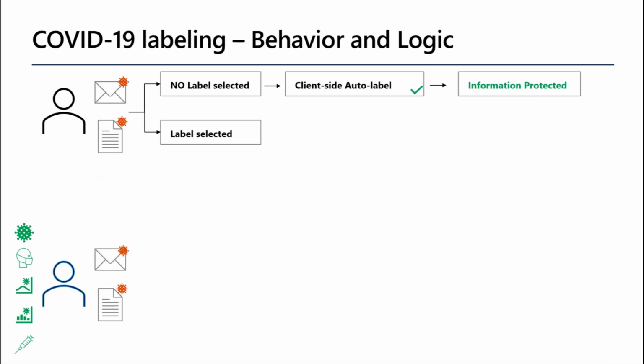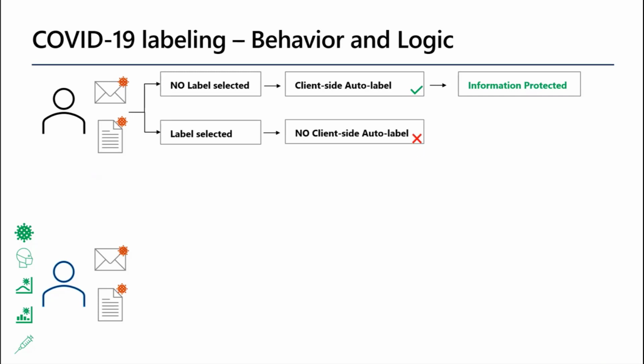So for a regular user, if they choose not or simply forgot to select a label when their email or document contains COVID-19 data, the client-side auto label that we talked about minutes ago, and you will see how we configure it in a few minutes, will kick in and apply the highly confidential label on the email or document before it leaves the user's client application. So we have no issue with this scenario as the information is now properly protected.